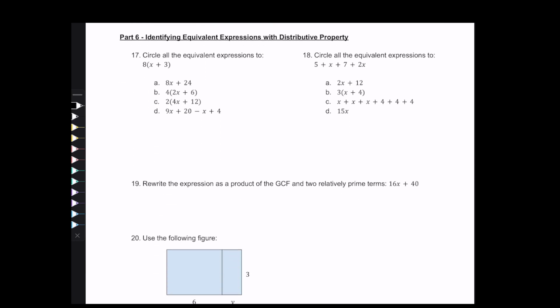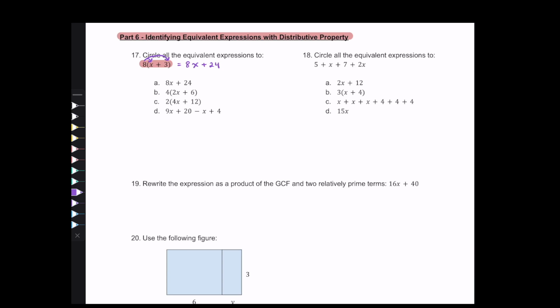Okay, let's move on to part 6. For part 6, we're going to identify equivalent expressions with the distributive property. So there may be more than one right answer here. Let me show you the most efficient way to go about solving these problems. So we need to see what's equivalent to this expression of 8 times the quantity of x plus 3. If we multiply, 8 times x is really 8x. That's an easier way to write it. And then 8 times 3 is equal to 24. So if we use the distributive property, that's what it's equal to.